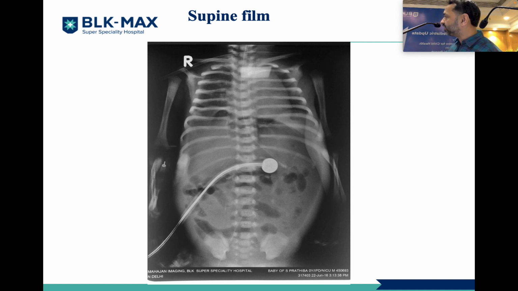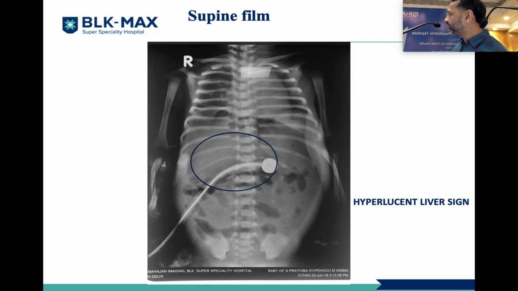You will get the relevance of the supine erect film by looking at this X-ray. Like this child who has had a supine film taken, if you look very closely, the liver shadow looks very abnormal, with a hyperlucency in front of the liver shadow. Basically this child had a pneumoperitoneum, and a supine film was taken, so air, instead of going below the diaphragm, has come below the anterior abdominal wall, and this is how you see a hyperlucency in front of the liver. That is called the hyperlucent liver sign.